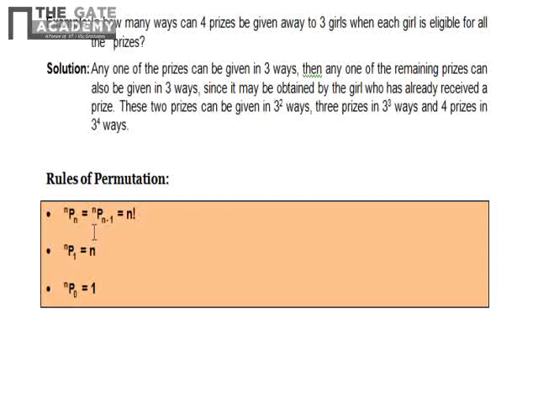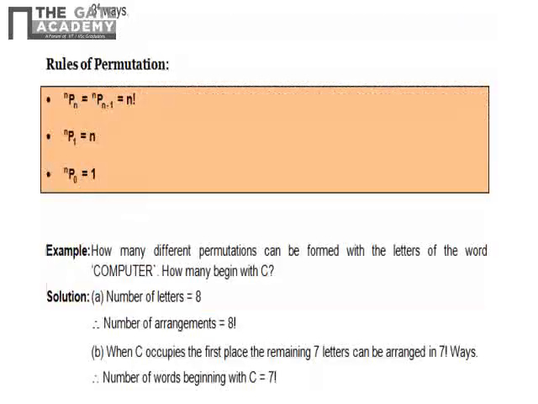There are certain rules for permutation. nPn is equal to nP(n minus 1), which is equal to n factorial. These rules will help you in the calculations. nP1 is equal to n and nP0 is equal to 1. You can definitely derive these things, but for faster calculation you should remember.